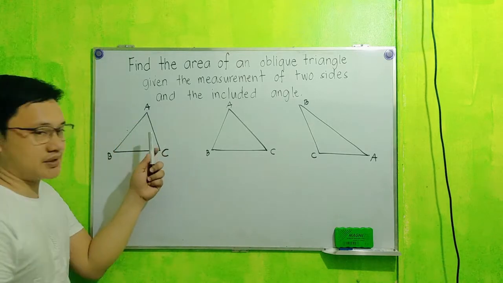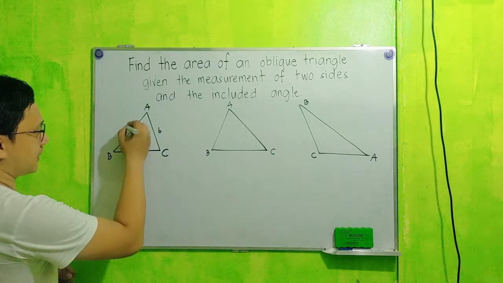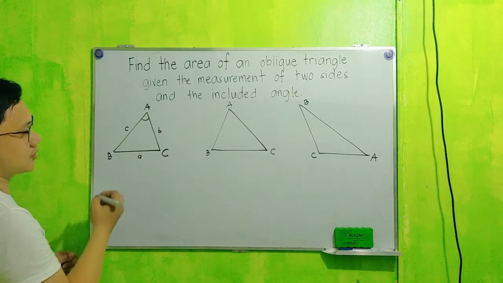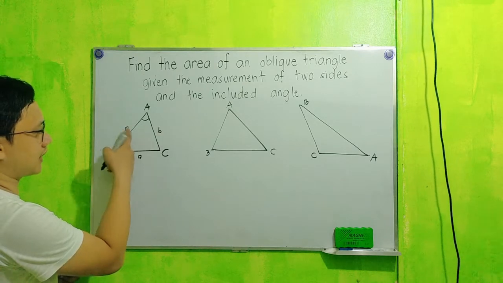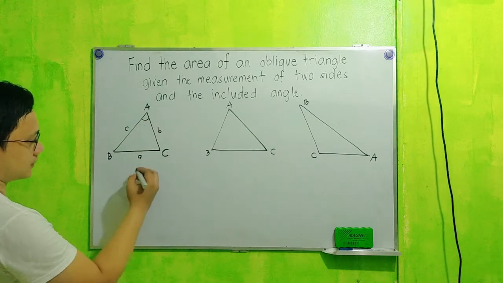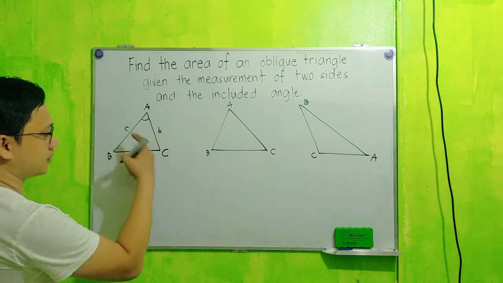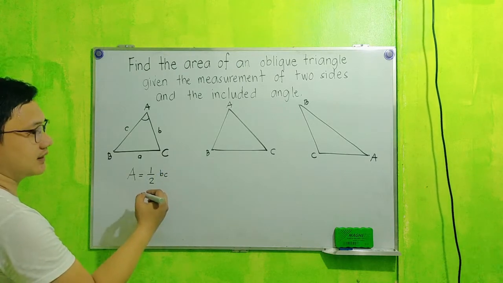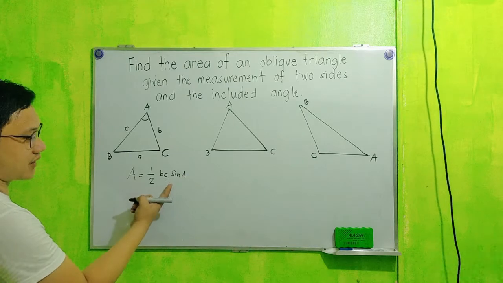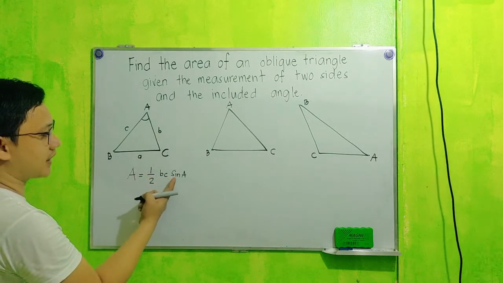So let's consider this illustration. We all know that this side is side B, and this side is side A, and this side is side C. Okay? And kapag meron tayong included angle, let's say this is the included angle. So meron tayong dalawang sides, given the measurements of two sides dito and included angle. Ito yung included angle natin. So to find the area of this illustration, so this is A, the area is equal to 1/2 of the product of the two sides, which is B times C, and then the sine of the included angle. So this is sine A. Okay? So this is how to find the area of this illustration. Again, 1/2 of the product of the two sides and sine of the included angle.